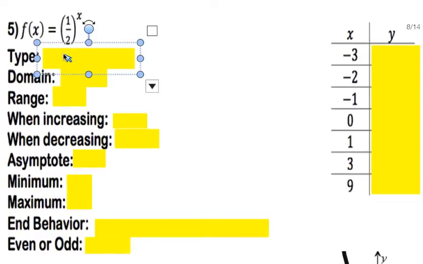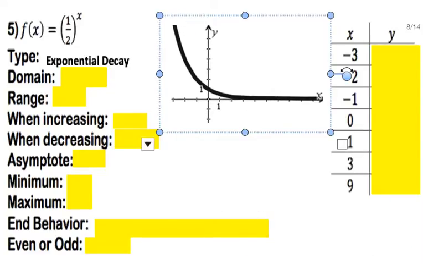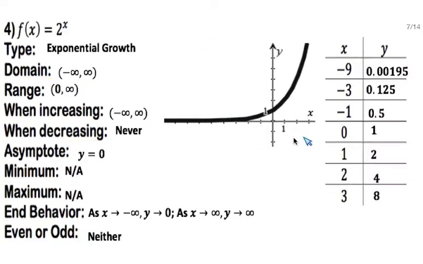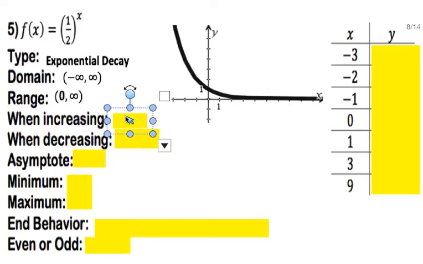Next one, exponential decay. And that graph looks like this. So if you compare the two functions, they almost look like they're reflections of each other a little bit. So this one is decreasing, and the domain is still from negative infinity to positive infinity. The range, for the exponential growth and decay, is going to be the same, from 0 to positive infinity. This one is not going to be increasing, but it will be decreasing throughout its entire domain.